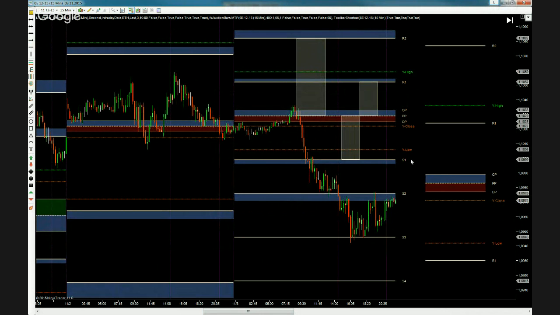Over here, you might wonder what this is. This is a pivot point projection, which you can activate in this indicator. So you can calculate where the pivot and the pivot support and resistance levels will be located in the next session.